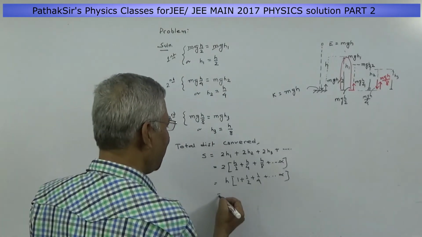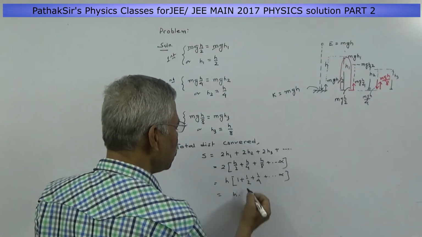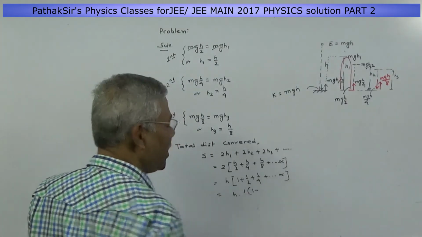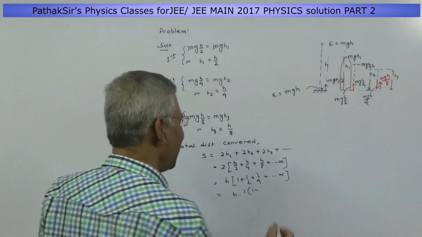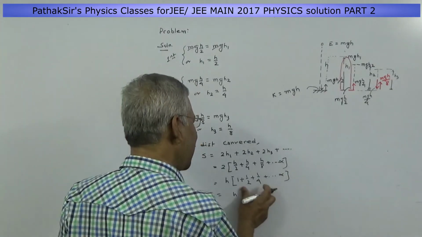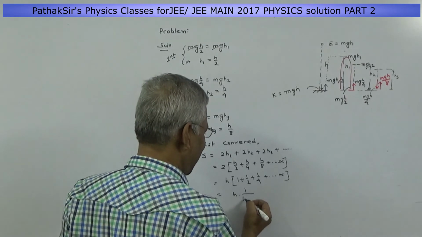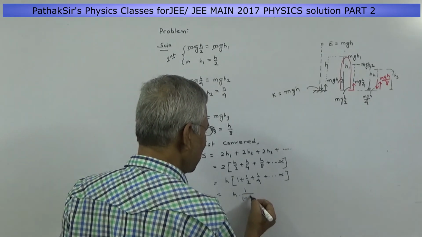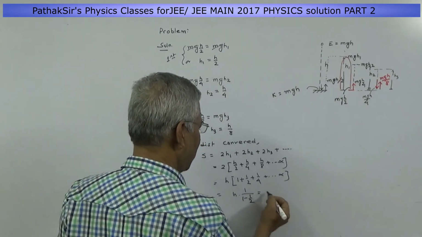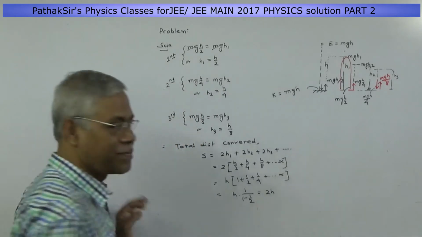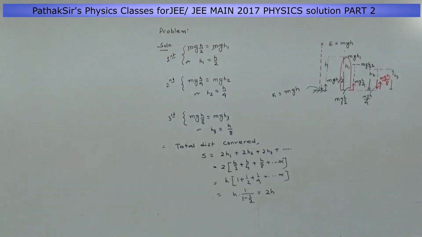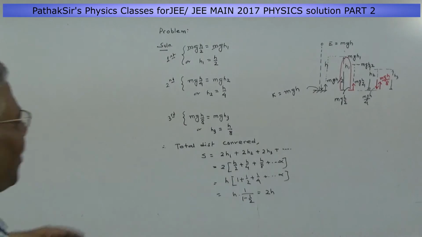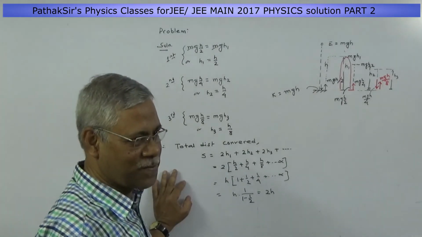So GP sum is a into 1 minus r to the power n, and for the infinite series it is a by 1 minus r. There is a direct formula, and r equal to half, so it equals 2h. The first is not counted. After that, 2h, after that.